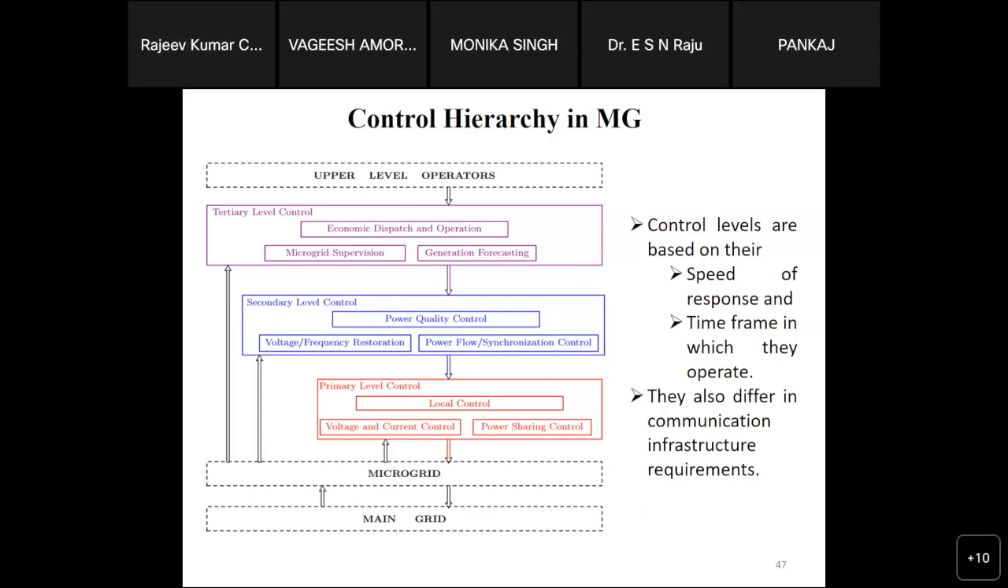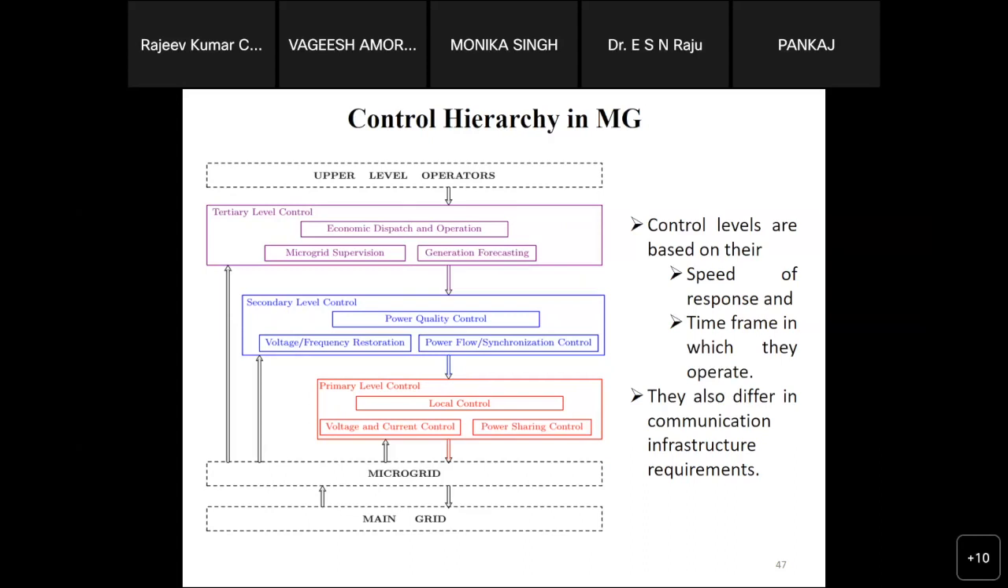When we see the secondary level control, it comes into action mainly when the primary control is not able to maintain the voltage and frequency oscillations within the limits, and then it goes for the voltage and frequency restoration. Also, if it is a grid-connected mode of operation, then we go with the power flow and synchronization control. So that is mainly acting for the power quality control.